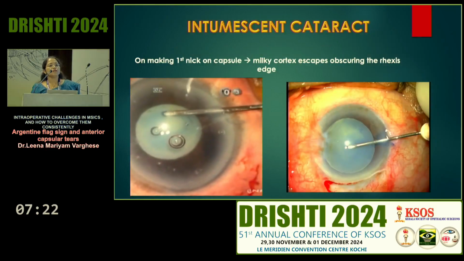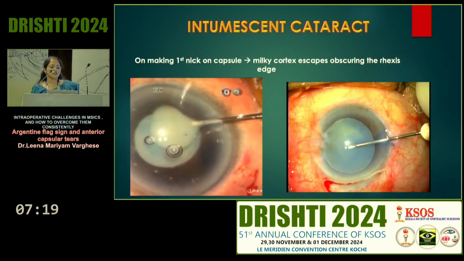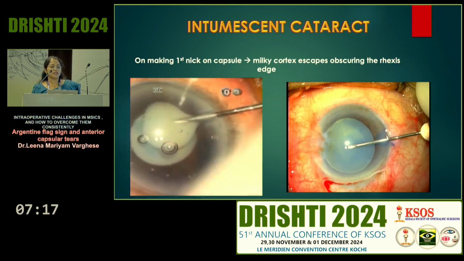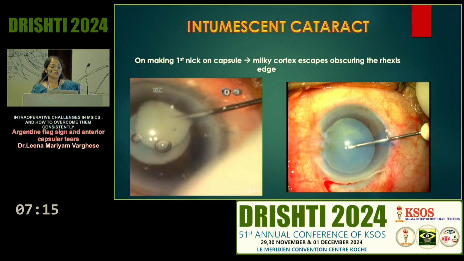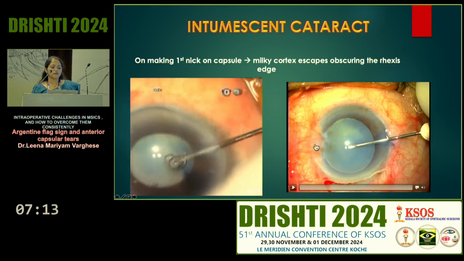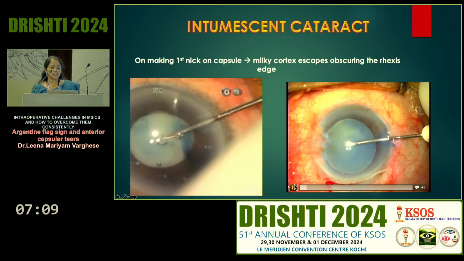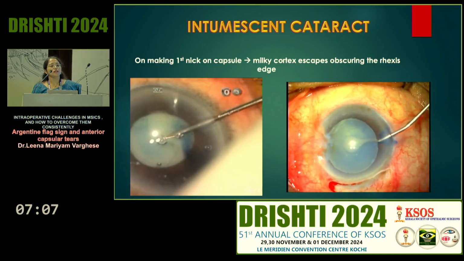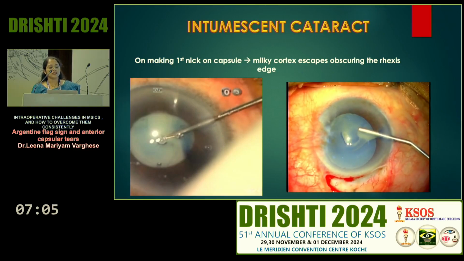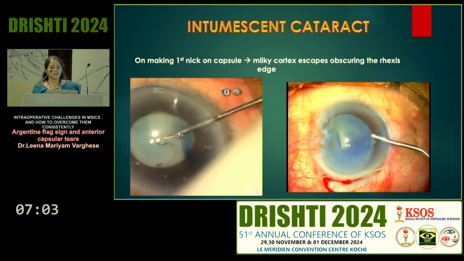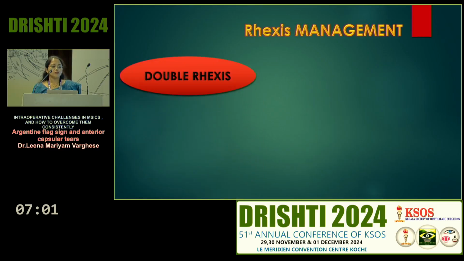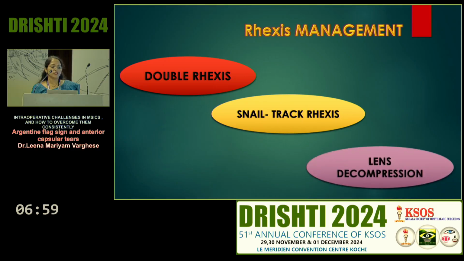So when you make the first nick on the intumescent cataract, as you all know, the milky cortex escapes and you cannot see the rhexis margin. So what you can do is either aspirate with the cystitome that you have in hand, or you can use the viscoelastic gel to just clear out the liquefied cortex, and continue with your rhexis. How do you manage an intumescent cataract? You can do any of these methods.